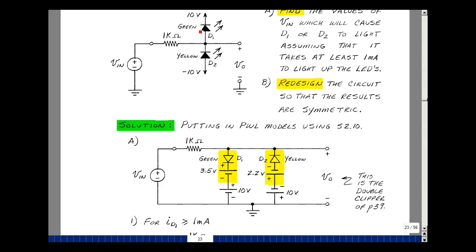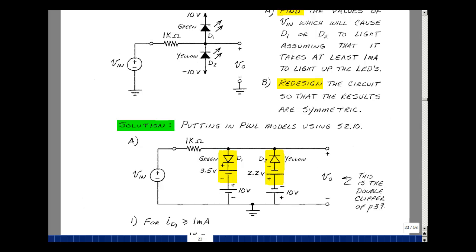Supplemental problem 210, we had a green LED that had a turn-on voltage of about 3.5 volts. So let's replace this LED with an ideal diode, here to here, and a 3.5 volt battery, and then a 10 volt battery back to ground. The yellow LED in supplemental problem 210 had a forward voltage around 2.2 volts. Let's replace this by a 2.2 volt battery in series with an ideal diode. And then from this node back to ground, I've got minus 10 volts.